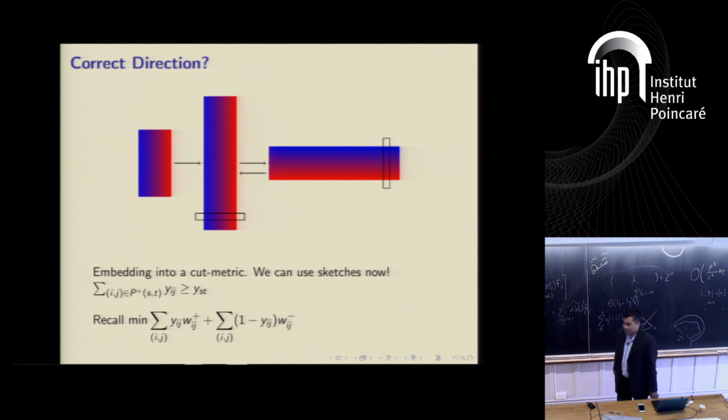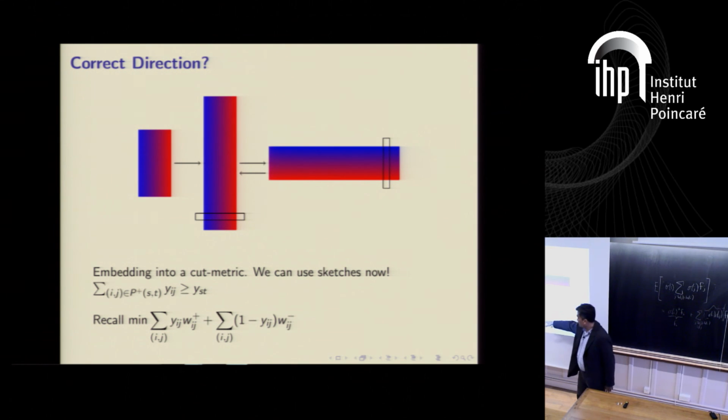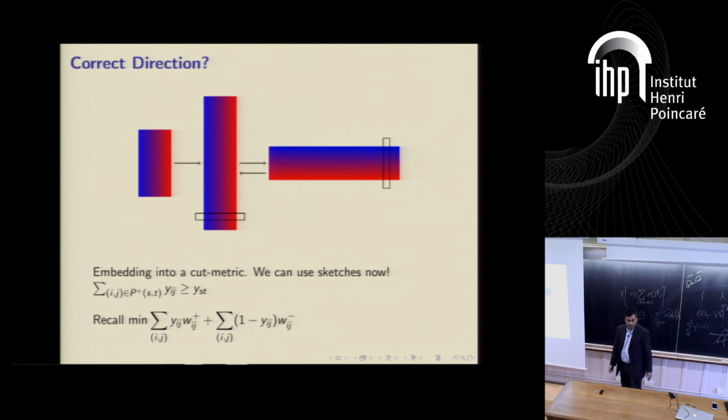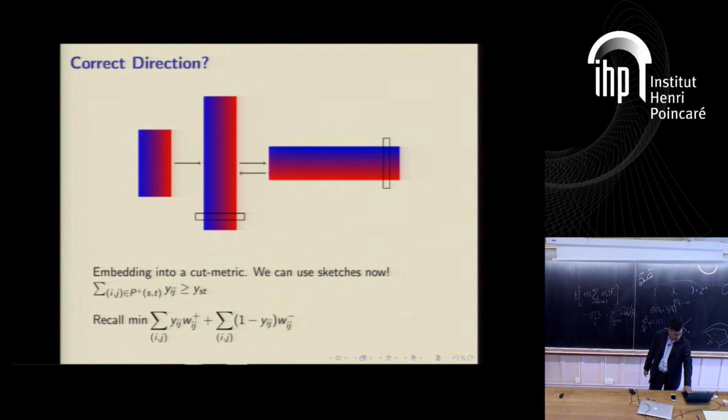So the entire trick was to use sketches and to get to these Yij values, which are represented in the sketch form. And that's pretty much the entire proof of the correlation clustering. If you're interested, I can show you the details offline.